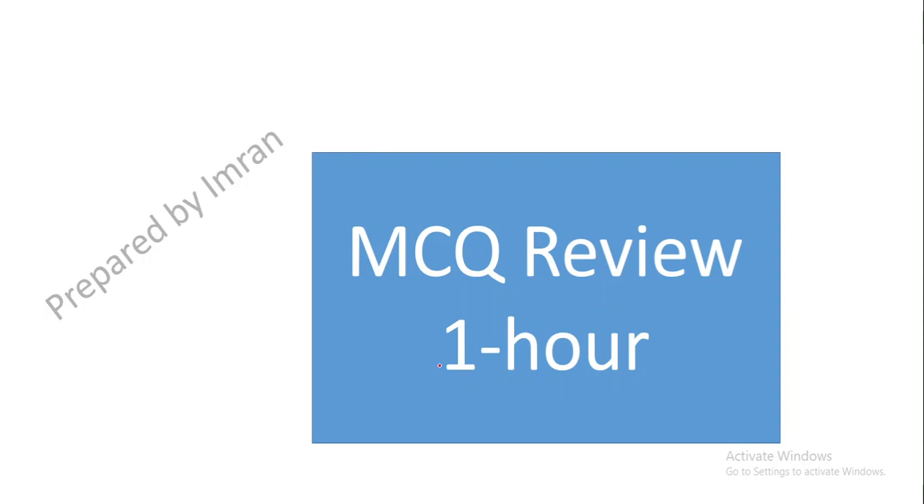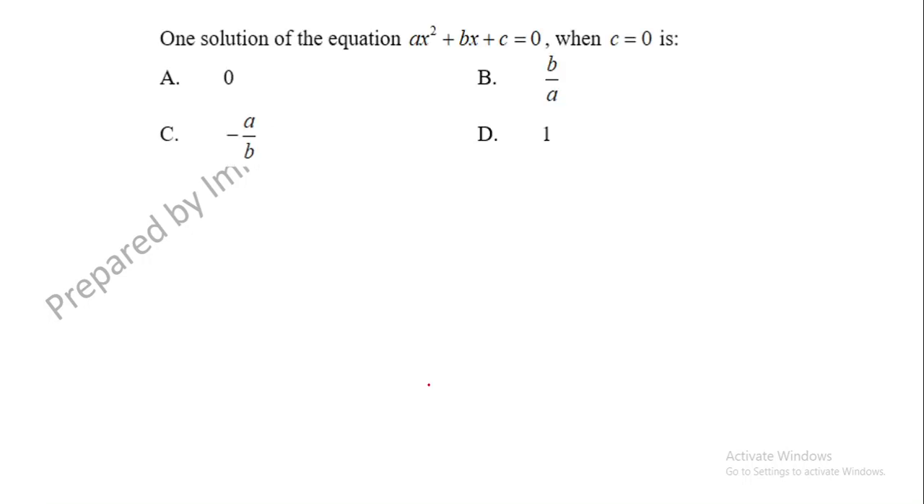Let us talk about some important MCQ. Maybe it will take 1 hour to complete this one. So look here, this first question says that one solution of the equation ax squared plus bx plus c is equal to 0 when c is equal to 0 is, which one is the right option? So we know that c is equal to 0, and whatever the solution, all the options must be available in the MCQ that he has given to you.